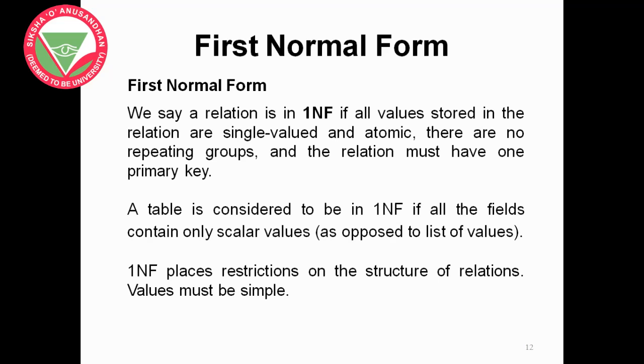For example, in the attribute contact number, we can have more than one contact number, so the number of values is more than one, so it becomes a multi-valued field. So a multi-valued field is not allowed in the first normal form. The first normal form places a restriction on the structure of the relation, and values must be simple.